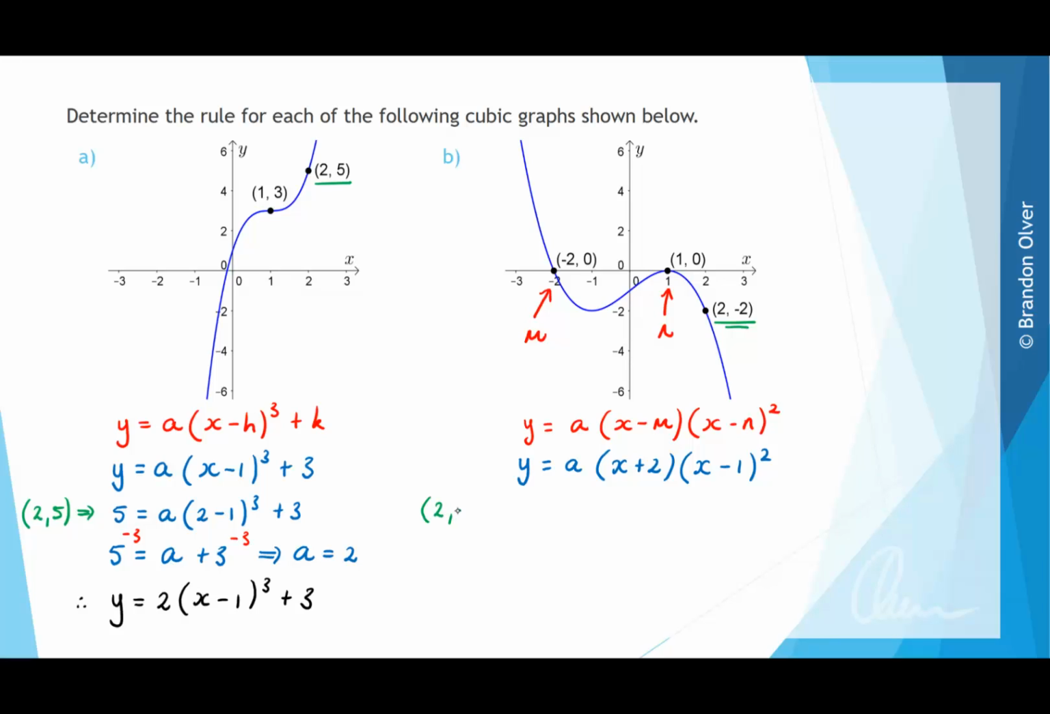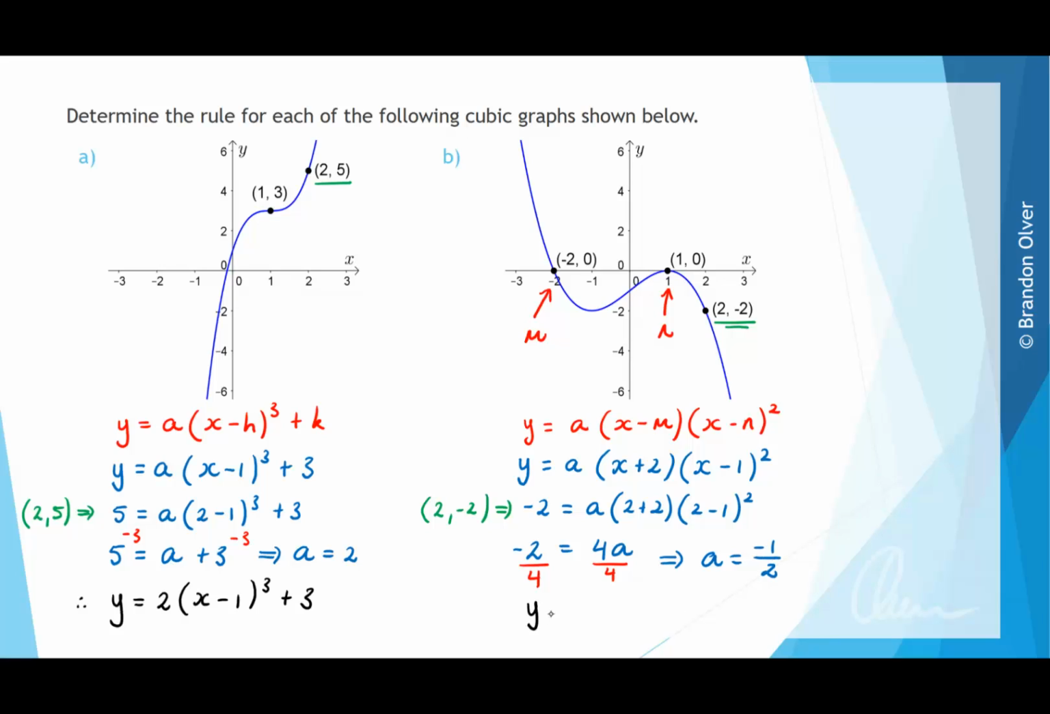And we sub that into the equation to find the dilation factor of a. So this means that negative 2 is equal to a times (2 plus 2) times (2 minus 1) squared. Simplifying that, we have negative 2 is equal to, and 2 plus 2 is 4, and then 2 minus 1 is 1 squared, so it's just 4a. Dividing both sides by 4, we find that a is equal to negative 1/2.